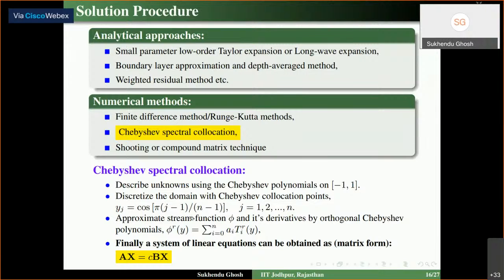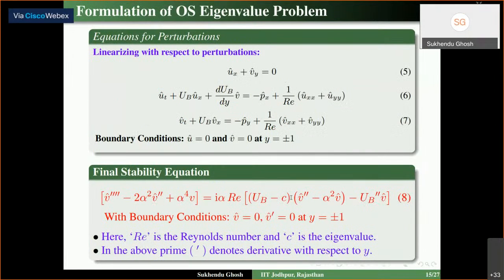Why are we using Chebyshev polynomials? Because Chebyshev polynomials have a very important property, orthogonality, which helps us convert this differential equation to a system of linear equations. So actually we have this complicated equation, equation 8, and now we want to solve this equation.